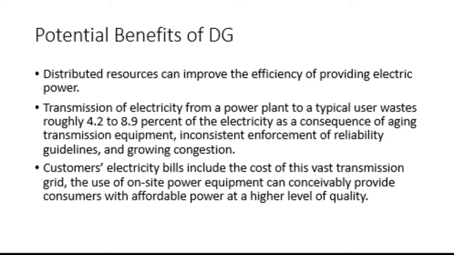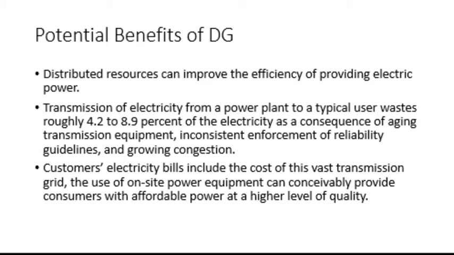Coming back to our point, the potential benefits of distributed generation. The first point: distributed resources can improve the efficiency of providing electric power. We have already discussed that all the transmission line issues will reduce, and hence the efficiency will increase. What is written here is that transmission of electricity from a power plant to a typical user wastes roughly 4.2 to 8.9% of electricity as a consequence of aging transmission equipment.